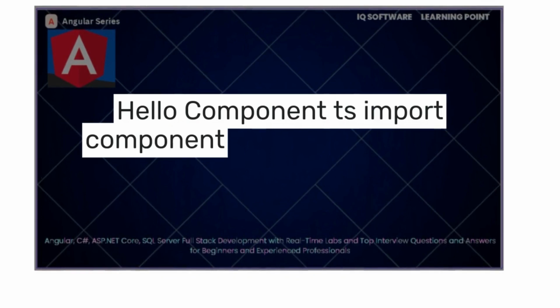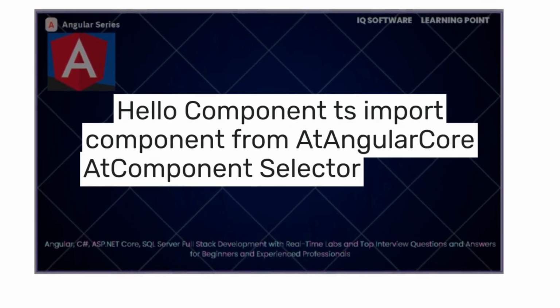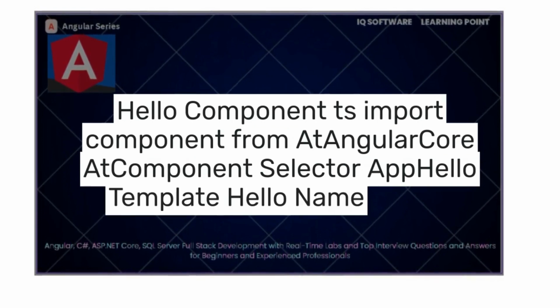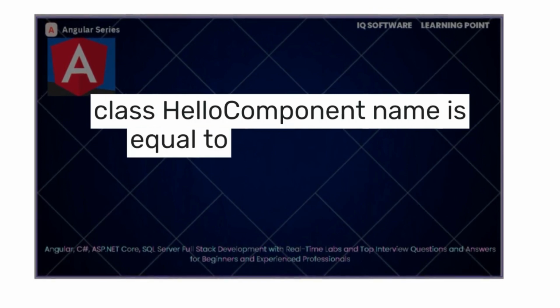Hello.component.ts: import Component from @angular/core. Add @Component, selector: app-hello, template: Hello, {{name}}. Export class HelloComponent, name = 'Angular'.